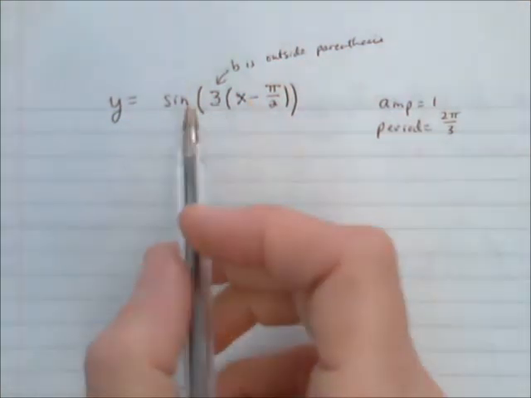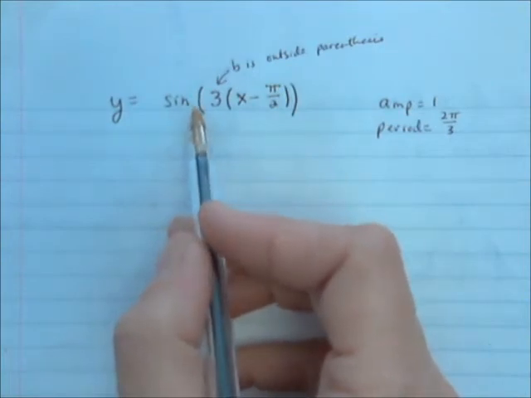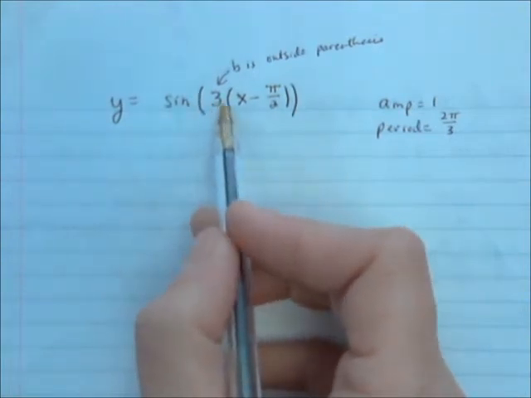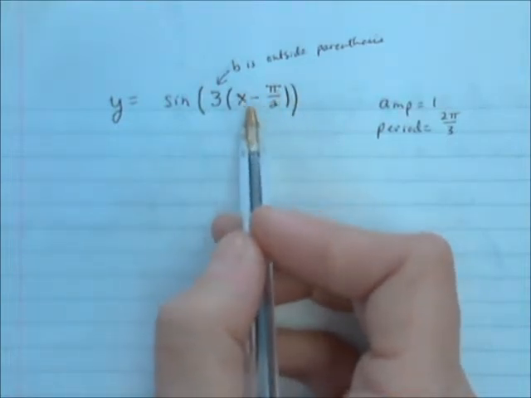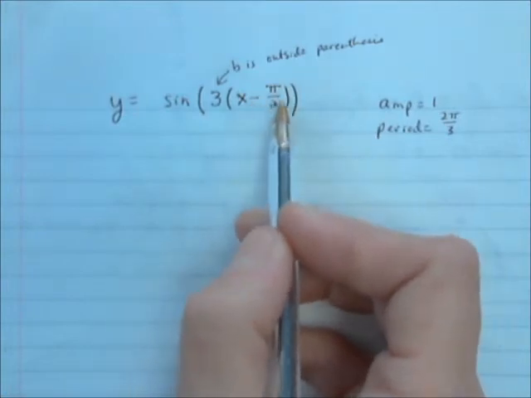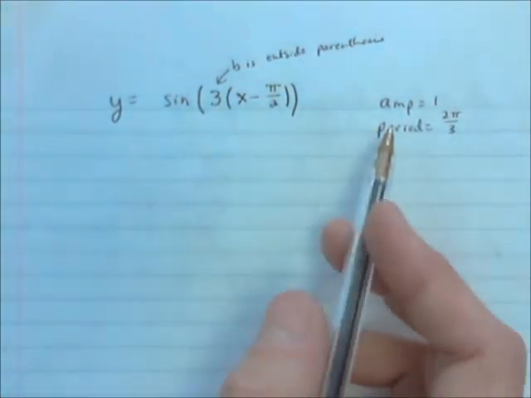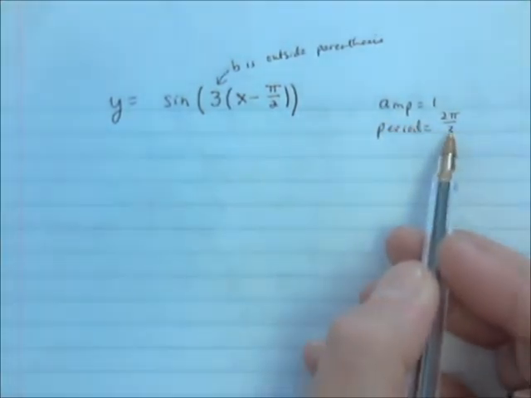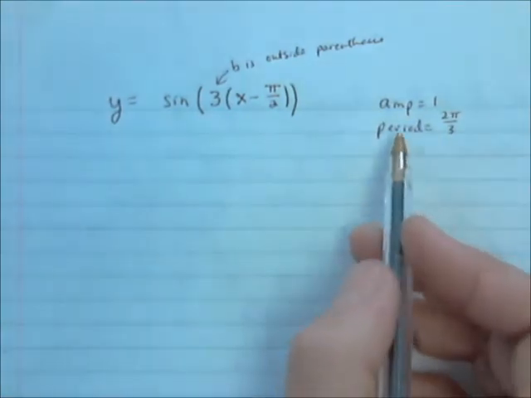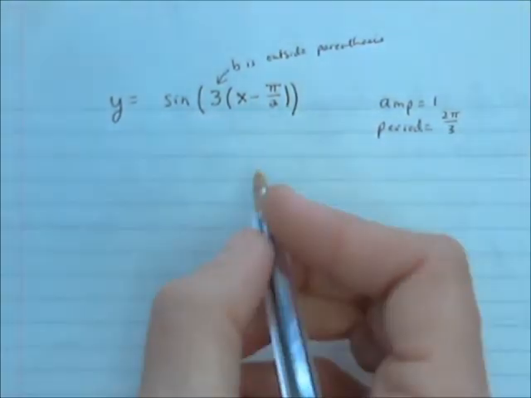But in general, this is going to be the format of the sine cosine function. You're going to have b outside of the parentheses, and then you're going to have the horizontal shift inside of the parentheses. So what this means is we're going to be shifting this to the right by pi over 2, but we're not going to do that until the end. We're going to set up our sine curve with a period of 2 pi over 3. That's our first job. After we get the sine curve set up, then we can do the shift.